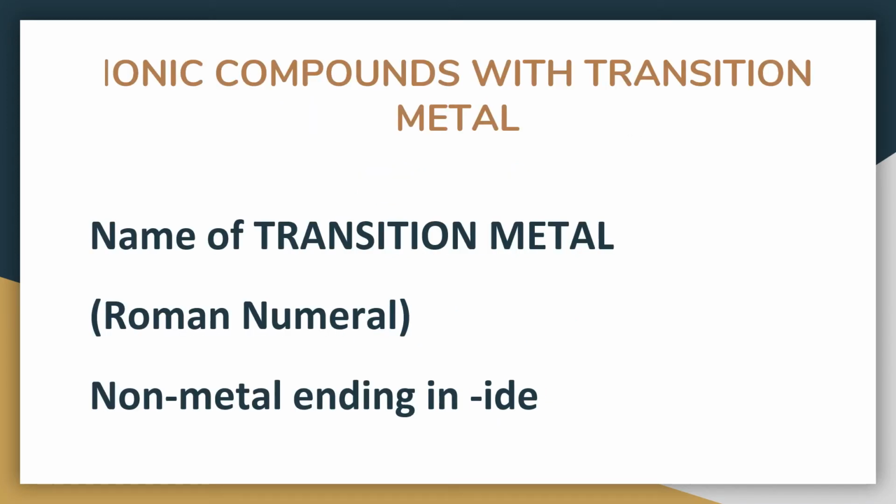The second one is ionic compound with a transition metal. This consists of the name of our transition metal, a Roman numeral in parentheses, and a non-metal ending in "-ide". In this example, we have iron(III) oxide. In this iron(III) oxide, our transition metal is iron and our numeral is 3. Your Roman numeral actually tells you the charge of your transition metal.